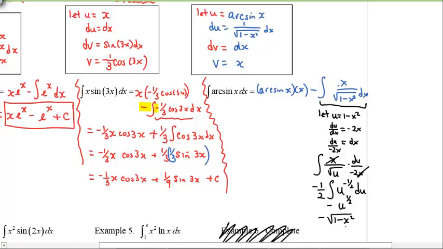Okay? Now, we still have this arc sine x times x in front, so I really should have been continually writing this thing, right? So I guess I'll just say here, x arc sine x minus the square root of 1 minus x squared. And then this is an indefinite integral, so don't forget, plus c. Fini.